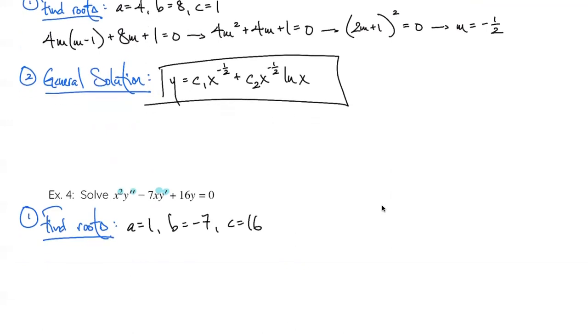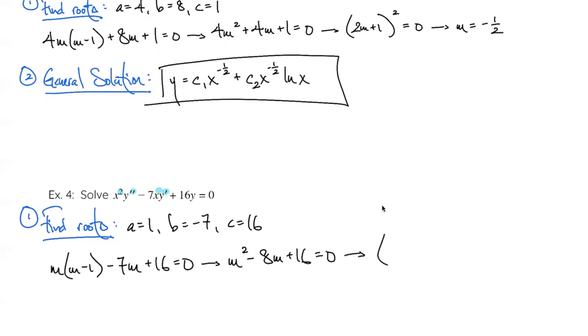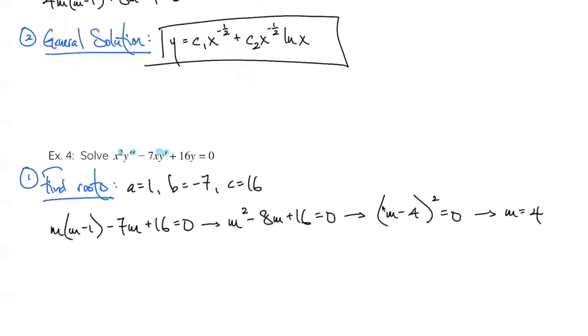So A, in this case 1, m times m minus 1, plus B m, so minus 7m, plus 16 equals 0. Let's go ahead and do the algebra. We've got m squared minus 8m plus 16. Ooh, that's a perfect square. m minus 4 squared equals 0. So m will equal 4. And this is, as above, a repeated root.